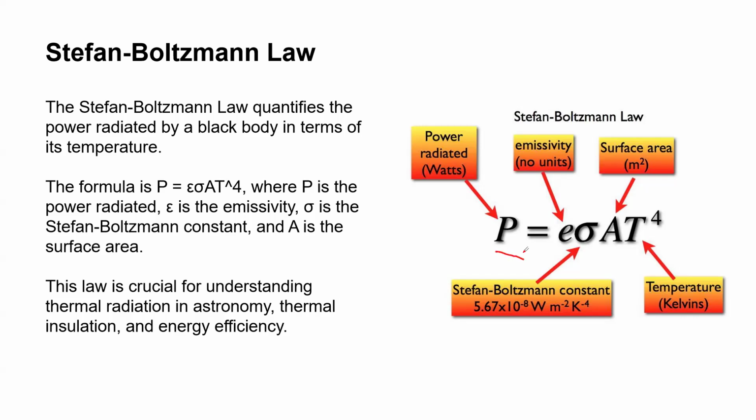The P stands for power radiated, and epsilon stands for emissivity, which has no unit. A is the surface area in meter squared, and sigma is the Stefan-Boltzmann constant, which has the value 5.67 times 10 to the power of minus 8 Watt per meter squared per K to the power of minus 4, that is, quadrupled. Then the temperature is in Kelvin.